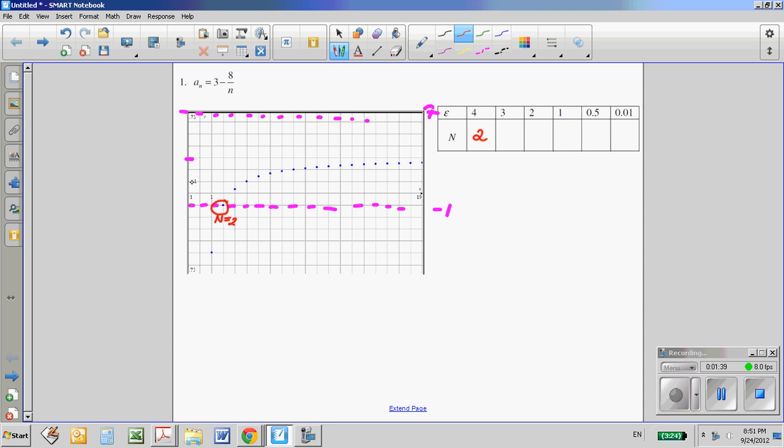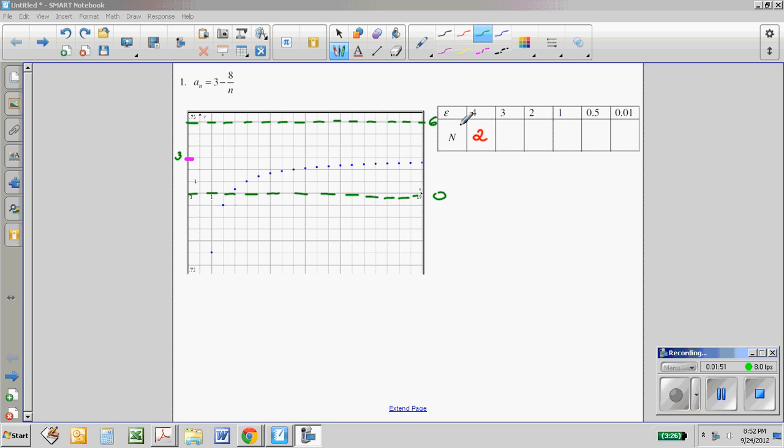Now for the next one, you want to be within 3 units away. So I'm going to pick a different color. I'll use green here. And so I'm going to pause it. I'm just going to redraw the picture. So, okay, for the next one, your epsilon is 3, which means that you want to be within 3 units away from the limiting value. So that means that you can either go up to 6 or you can go down to 0.